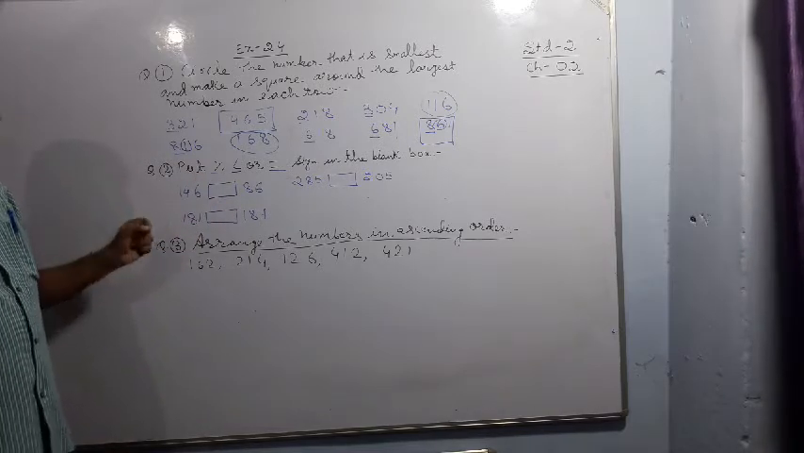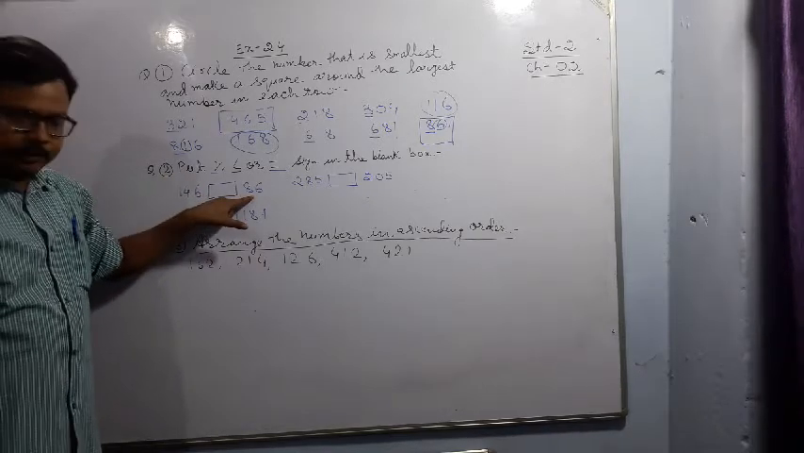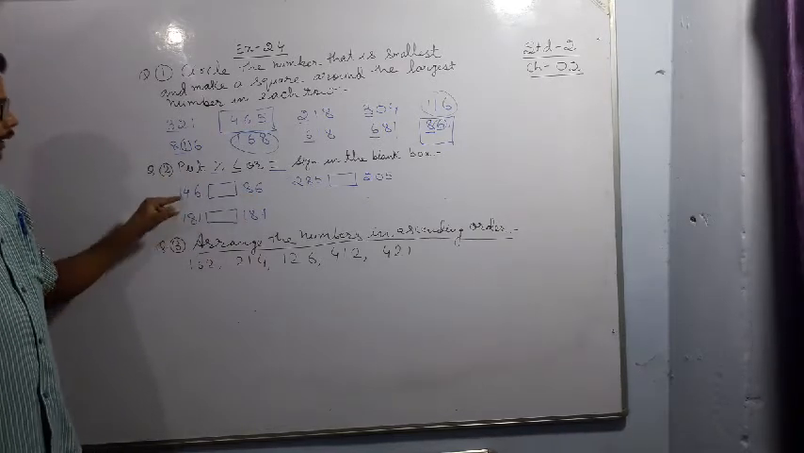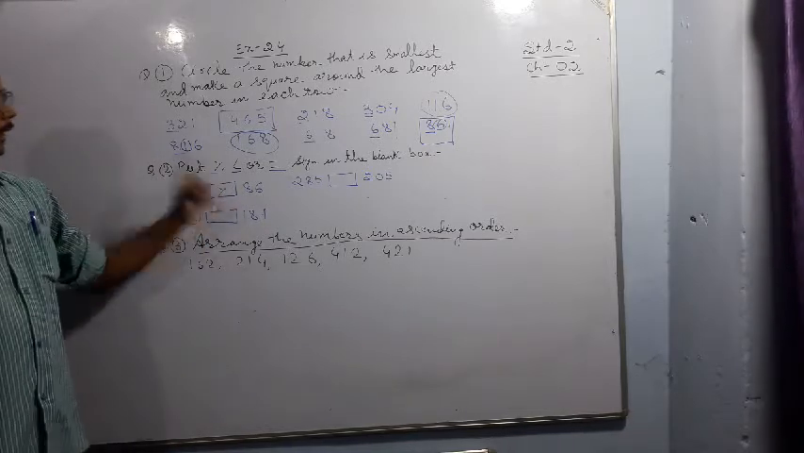Here as you can see there are two numbers, one is 3-digit and other is 2-digit. So definitely the 3-digit number will be greater. So 146 is greater than 86.